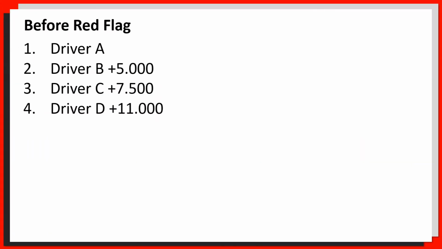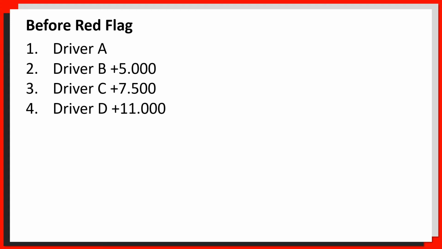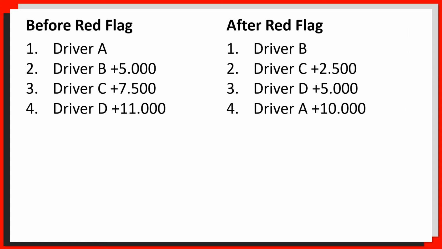Now, the first question I'm sure you're asking is what exactly is an aggregate race? So let me just pull up a little example for you here. If we have a race which is red flagged, and before the red flag happens, we have gaps for these four drivers, A, B, C, and D, of 5, 7.5, and 11 seconds. Now, normally the race would be restarted and they would run to the end and you would have a result after the red flag that looked a bit like this.